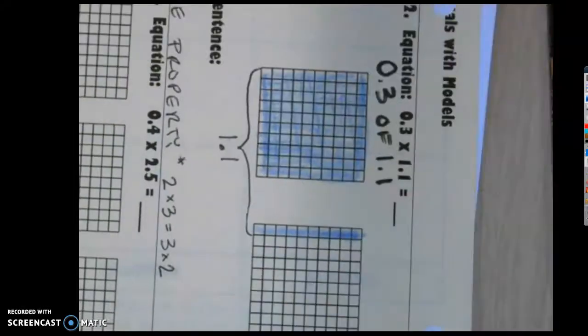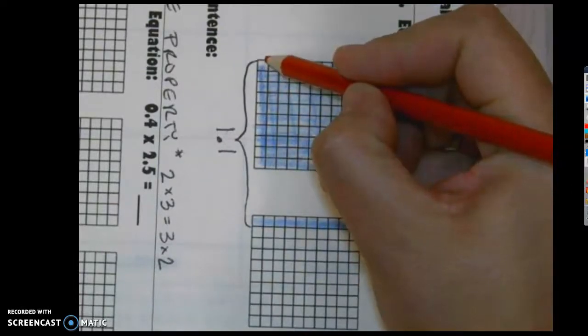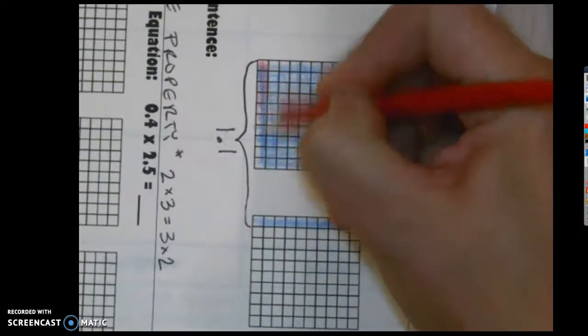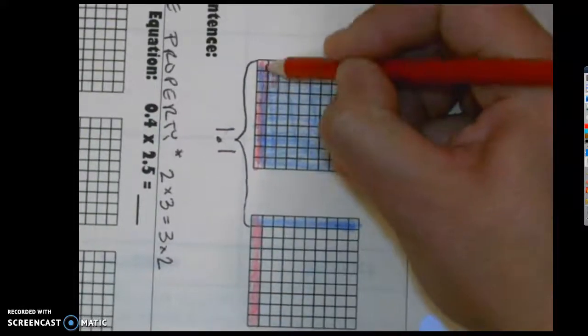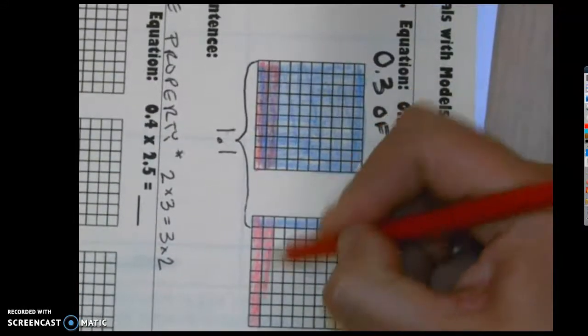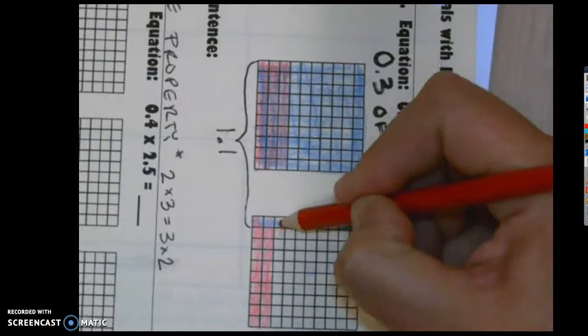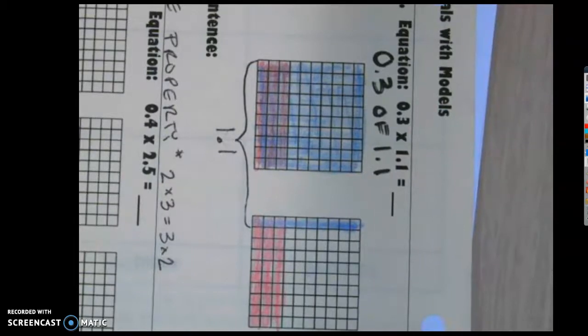Now, this is what we need to make sure and do. We're going to shade in our second factor, 3/10. Not 3 wholes, but 3/10. Now, watch me do it. I'm going to shade in 3/10, but I'm going to go from here all the way down here. It's called finishing the square. I'm finishing the square.